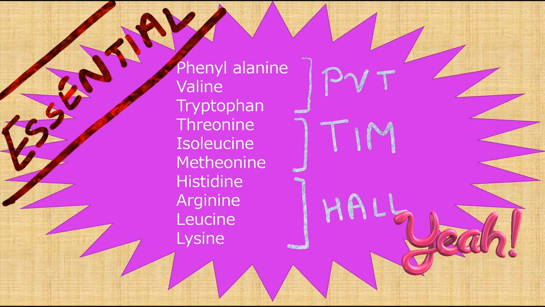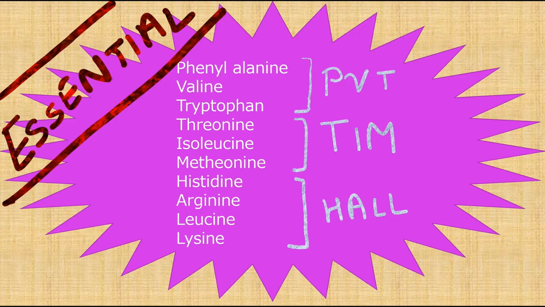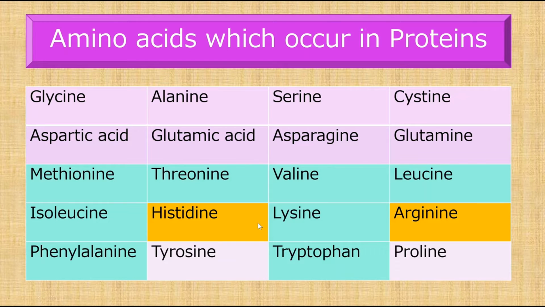These are the essential amino acids. Students, these amino acids need to be consumed through the diet. These cannot be synthesized by our body. Now, these two amino acids, you see that they are called semi-essential, histidine and arginine. Why? Because whatever quantity is required for our body, that cannot be substituted through our body.